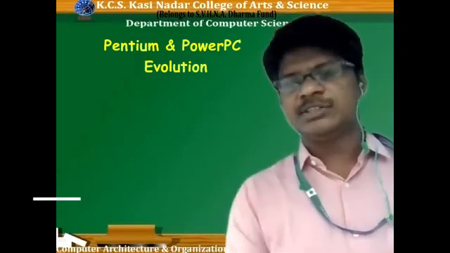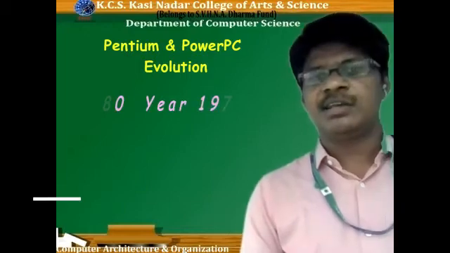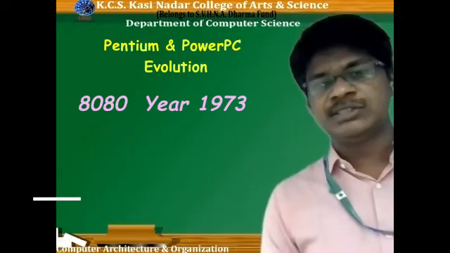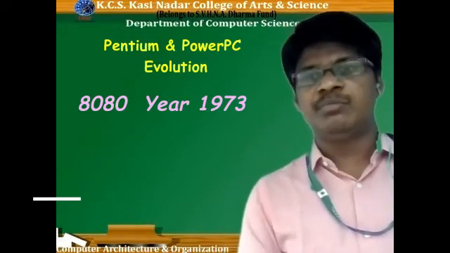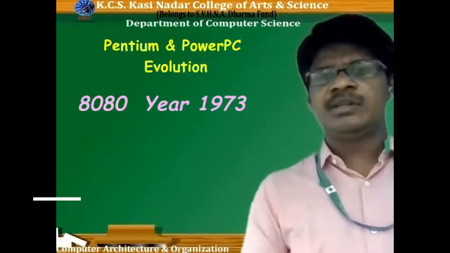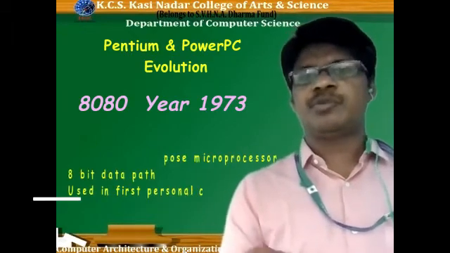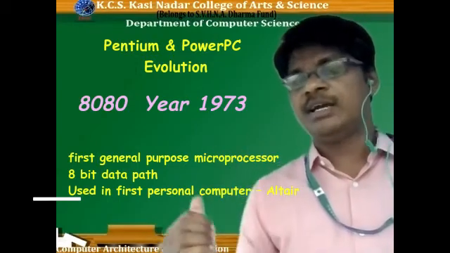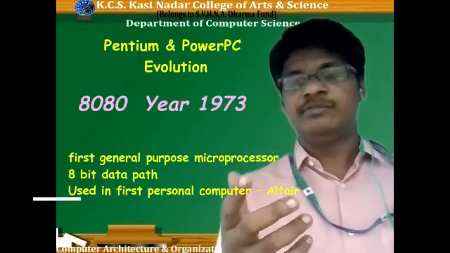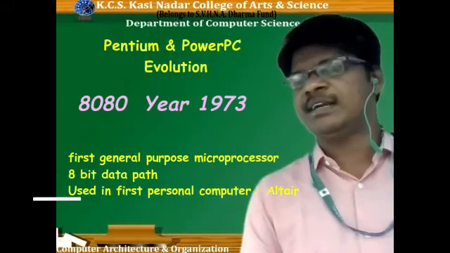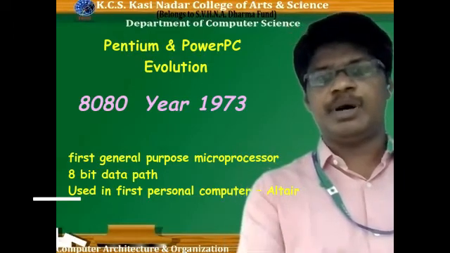Before that, we will see the first generation of the processor, in the year 1973: the 8080. In those days, numbers played a major role, which is why they named it in numbers. The 8080 was the first general purpose microprocessor used in a personal computer. In the 1970s we had the Altair computer, which supported an 8-bit data path.